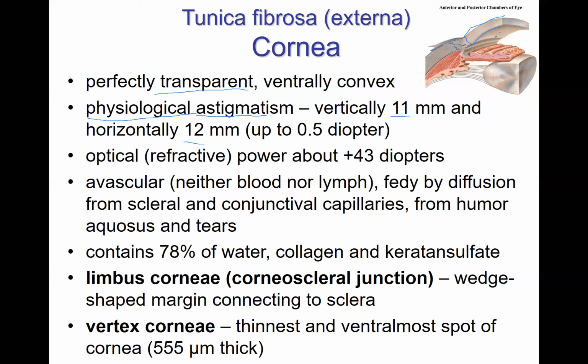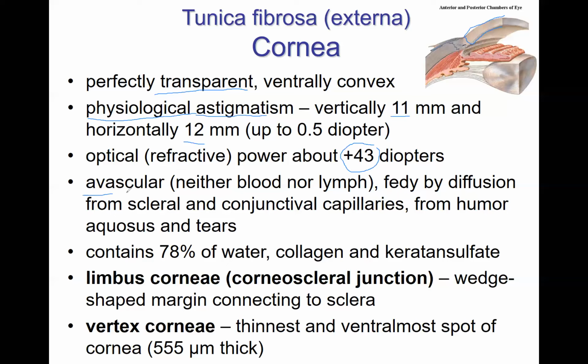As cornea is a convex structure, it's a layer of a ball, but it's a convex structure. It refracts light. And its optical power or refractive power is quite big. It's 43 diopters. The lens will have only like 15 diopters. So that's a very important medium to refract the light.